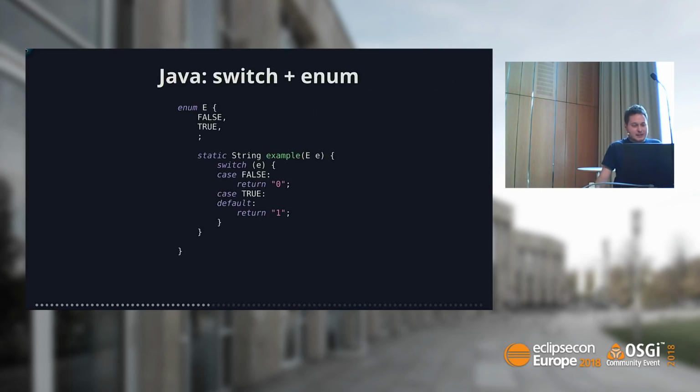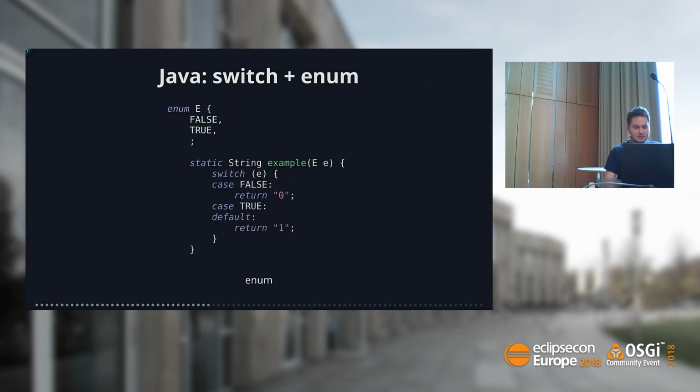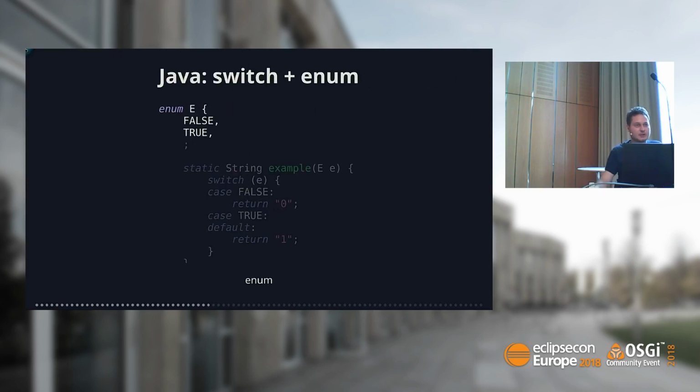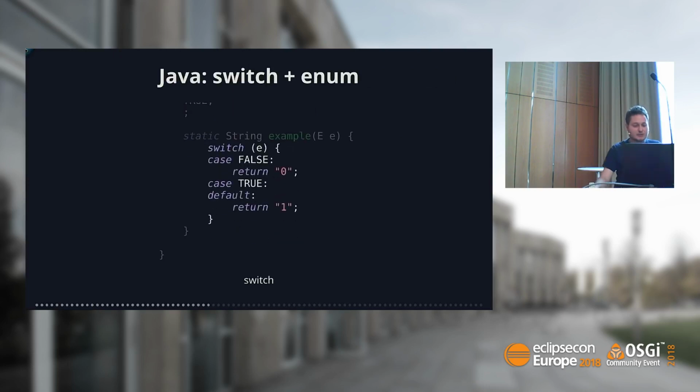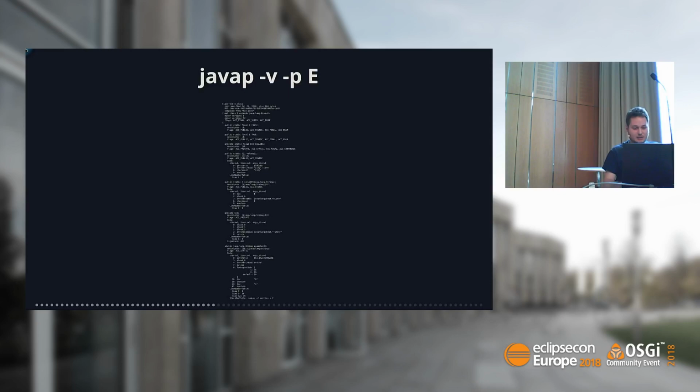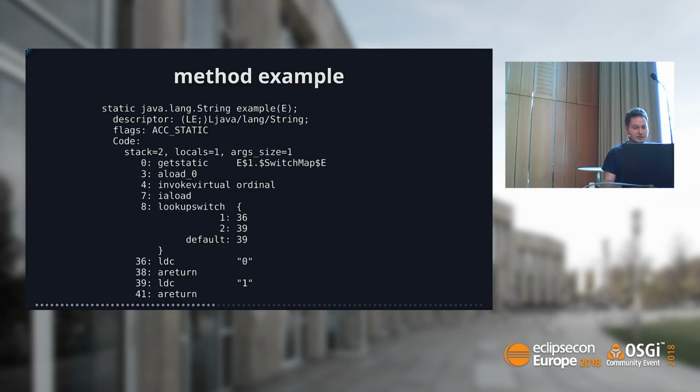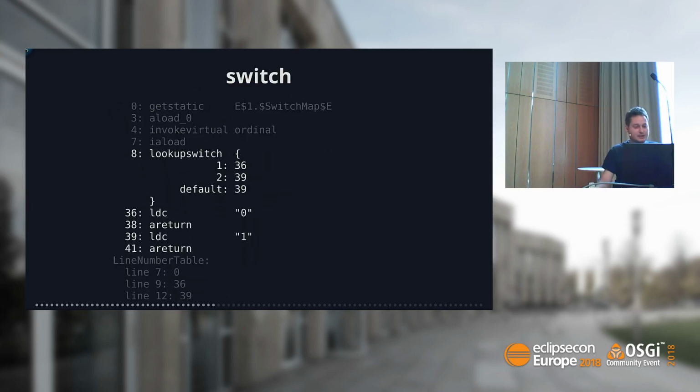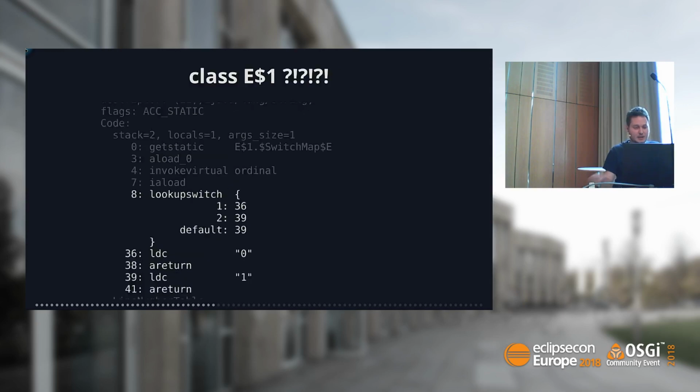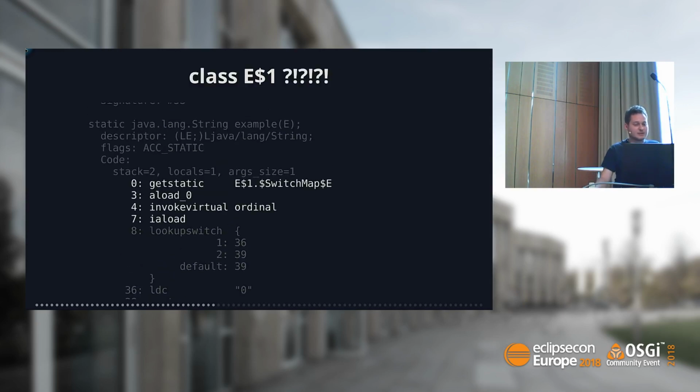Another interesting case: switch on enum. So, pretty simple. We have an enum with two values, true and false, why not? And we have a switch on this enum with three cases: false, true, default. Let's compile, let's decompile. Here is our method example. What we can see here is a switch, nothing special, three cases. But also we can see something strange. There is another class which we didn't write. Let's have a look.